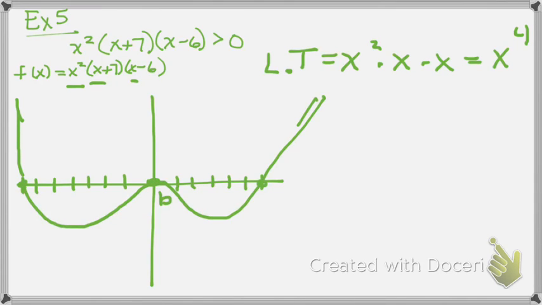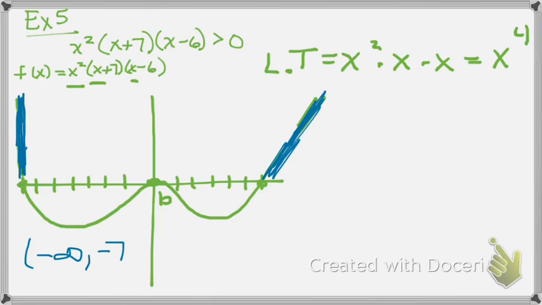Okay, so I want to know where it's greater than 0, and greater than 0 means above the x-axis. So I'm going to shade in a different color where it is above the x-axis. So there and there. Okay? So where is it above the axis? Well, from negative infinity to this number, it's above the x-axis, right? Negative infinity to negative 7.